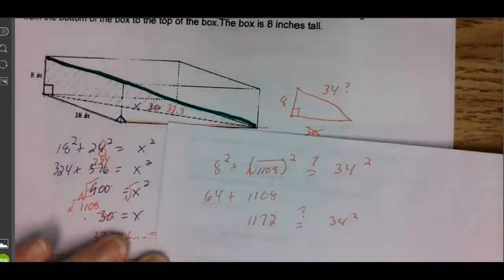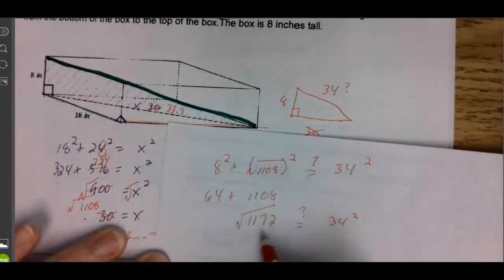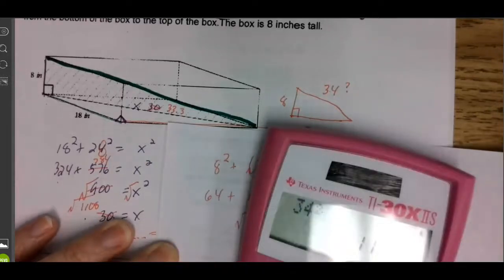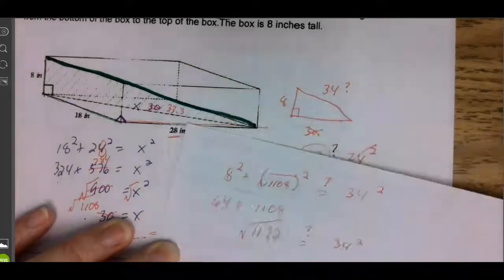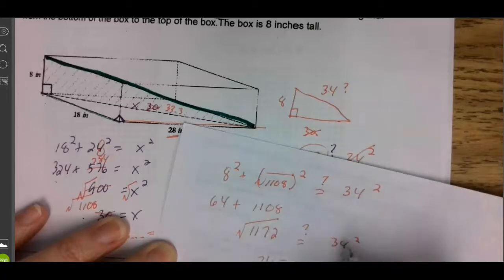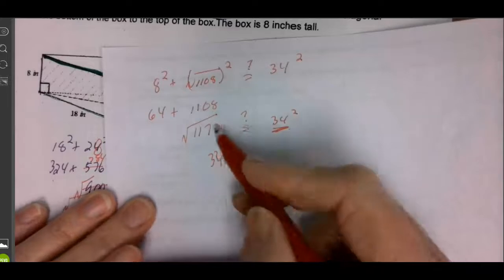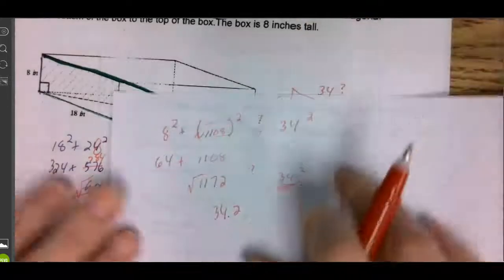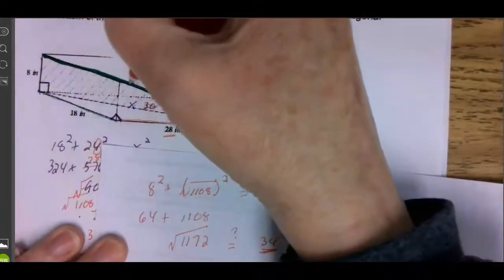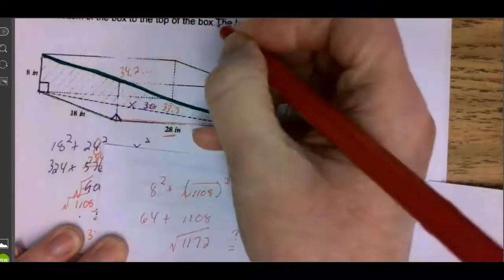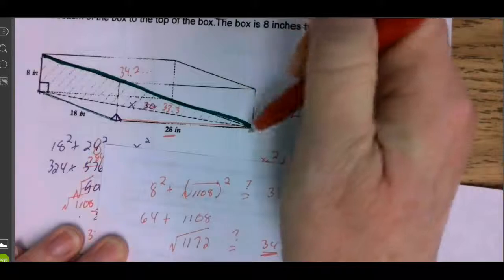So, is that going to be big enough? Well, if I take the square root of 1172, I get 34.2. Is that big enough to fit a 34-inch bat in there? It sure is. So if this comes out to be 34.2, that means this diagonal right here, this thick green line, is 34.2. So therefore, this is big enough to fit that bat in there.